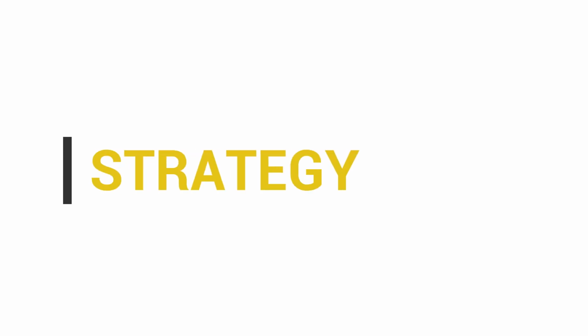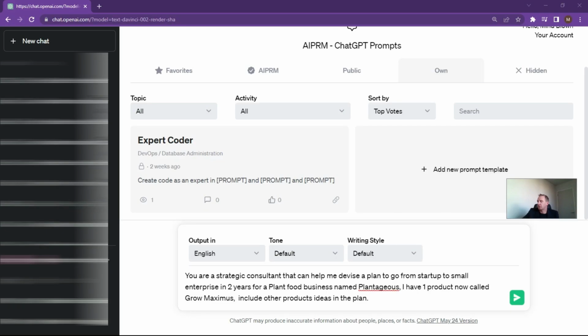Right, so this is one of my favorites, ChatGPT for strategy. Finally, ChatGPT can contribute to your strategy and help you move from where you are to where you want to be. You can rework your outputs for use across different platforms by adapting it from one medium to the next. So a starter prompt that you can use is, you are a strategic consultant that can help me devise a plan to go from startup to small enterprise in 2 years for a plant food business named Plantageous. I have one product already called Grow Maximus. Include other products in the plan.